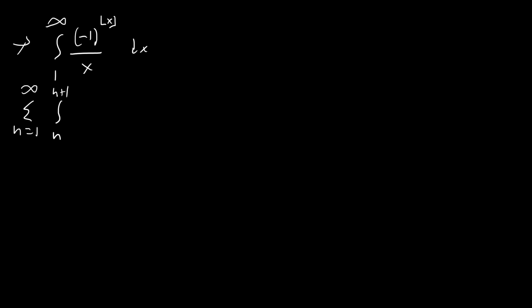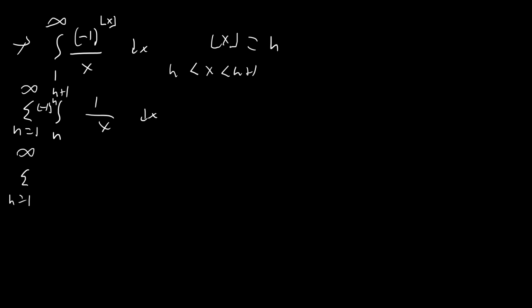So we're just going to end up with the same integration region of -1 to the floor of x over x dx. However, when x is between n and n plus 1, floor of x is just going to be equal to n. So it's going to be -1 to the n here. And so we can just bring that out of the summation, right? This is just going to be 1. And so we're going to have the sum from n equals 1 to infinity of -1 to the n times ln n plus 1 minus ln n.